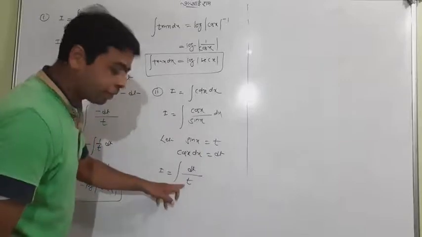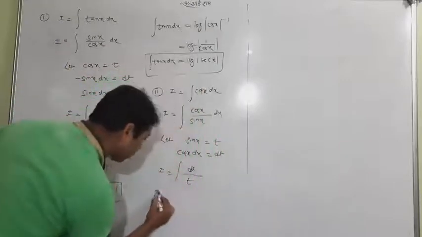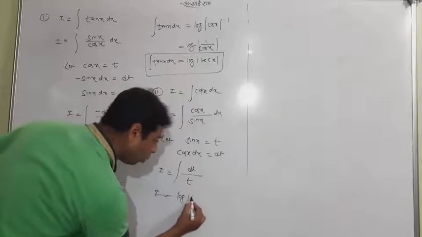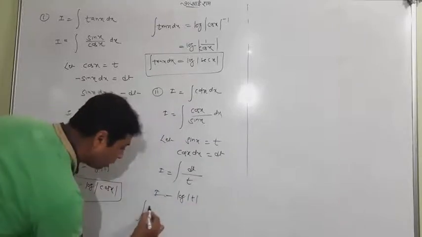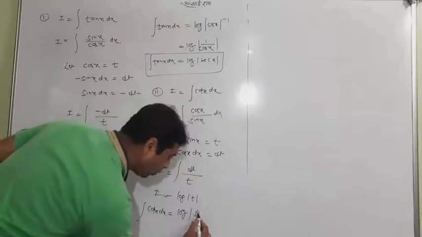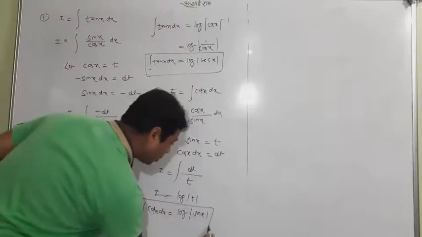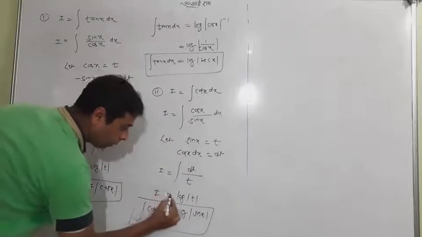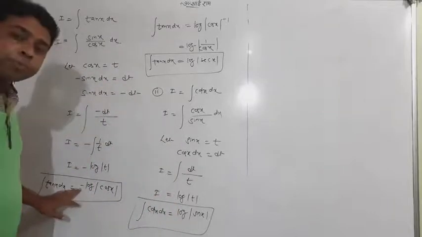Now the answer will be: cos x dx is equal to dt, upon sin x is equal to t. It is 1 by t dt, and 1 by t has the integration log t, student. Log t. Now put in the value. So you got integral of cot x dx is equal to log, and what is the value of t? This is sin x.